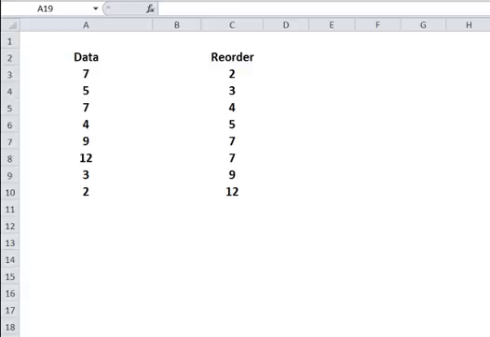So let's say we have a set of numbers here, and then we reorder the numbers. So I'll just put the cursor onto the screen. Here's our set of numbers. It's in the A column, and we reordered them. So we have them in order of magnitude.